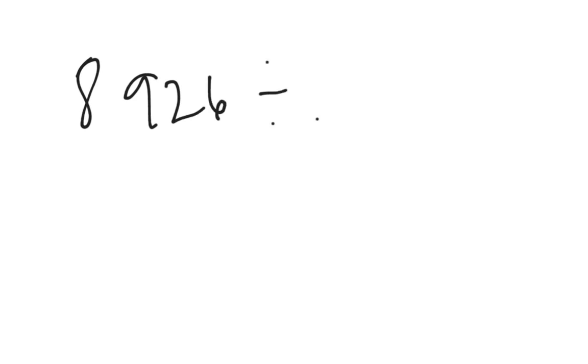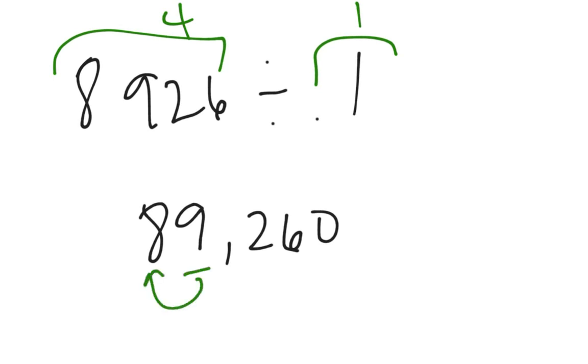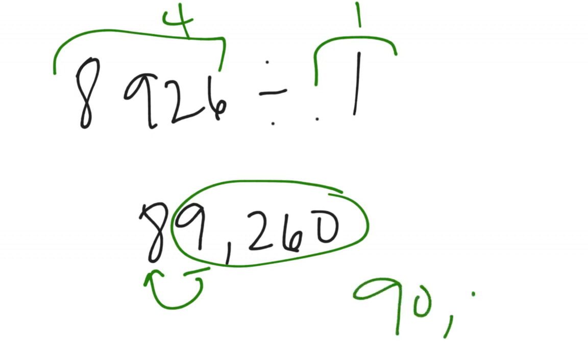8,926 divided by 0.1 is 89,260. I have 4 here. I have 1 there. So I can only use one significant figure, and all these other ones have to go to zeros. So it is 90,000. Okay, so for multiplication and division, you find the least number of significant figures, and that is how many numbers your answer should have.